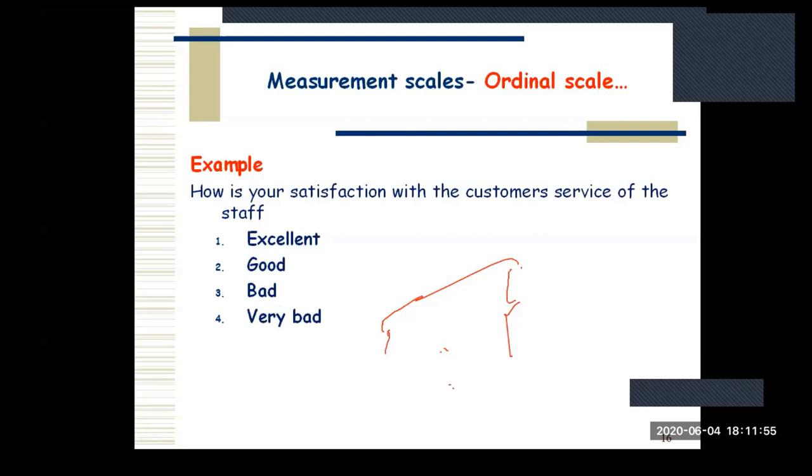Bad, out of 4, 2. Very bad, out of 4, 1. That was the case. Therefore, if you have this kind of ordinal response, you will simply assign the ordinal scale.